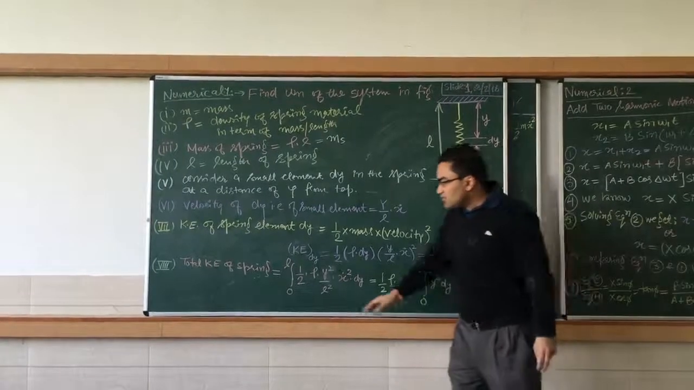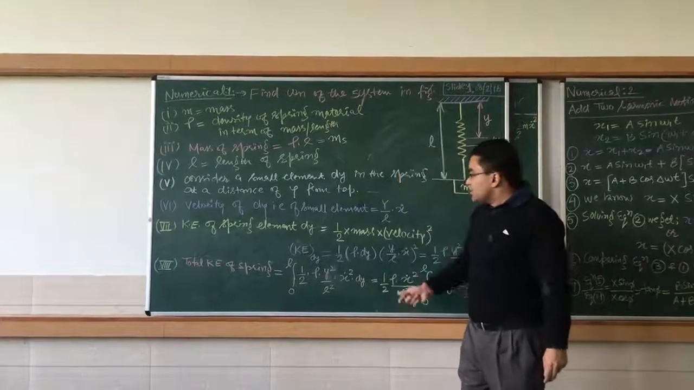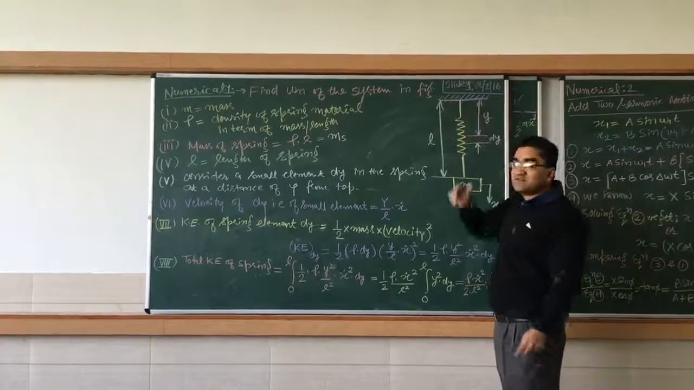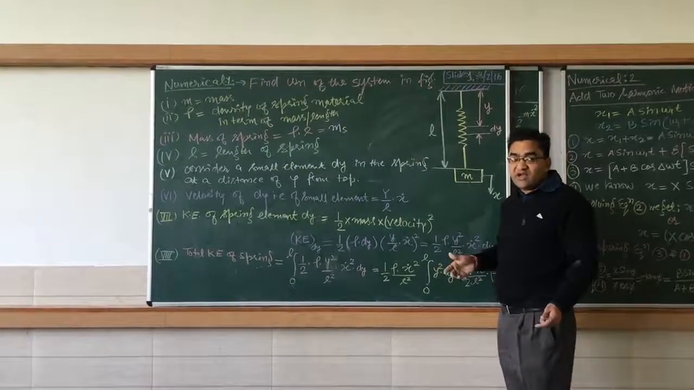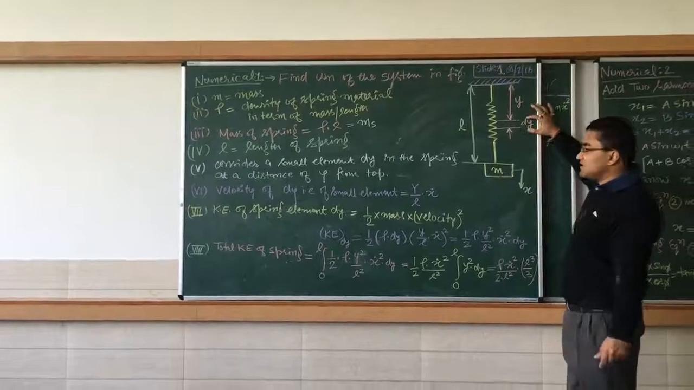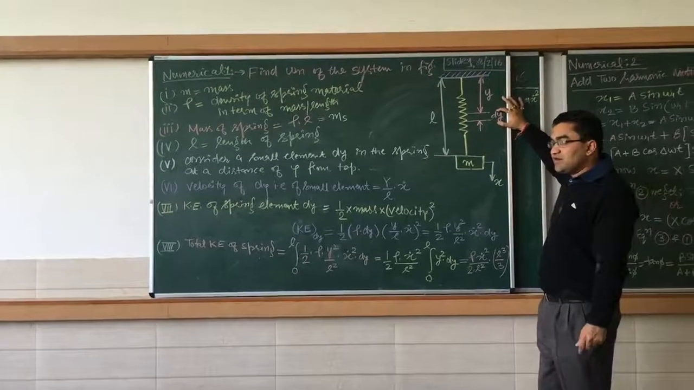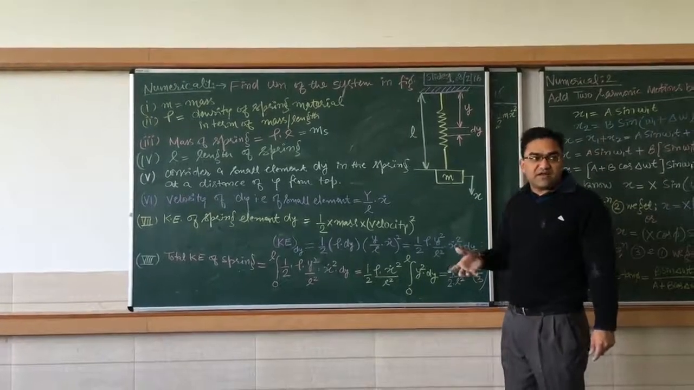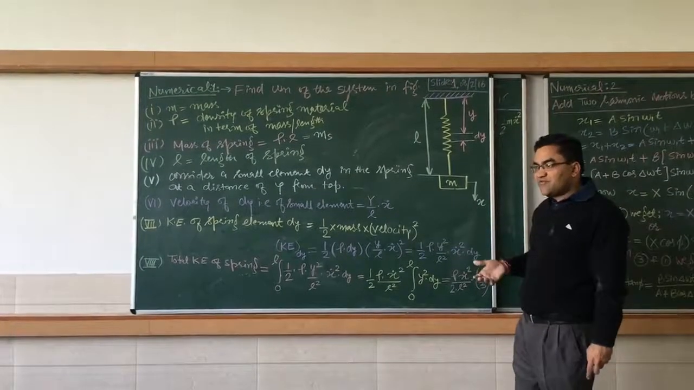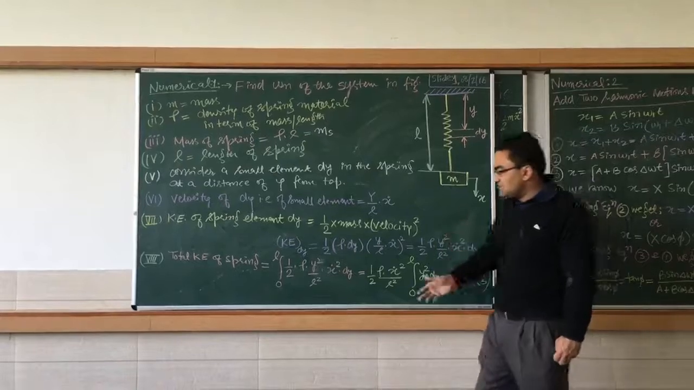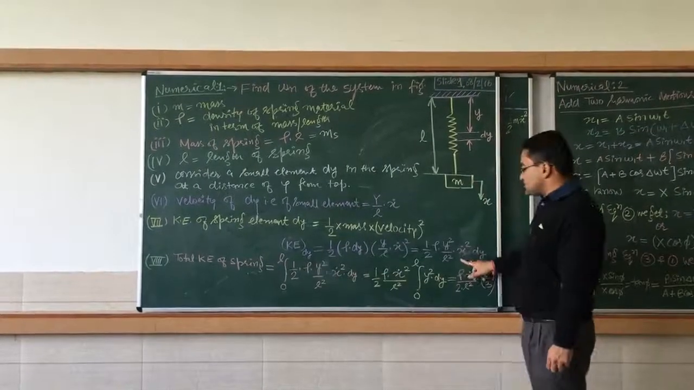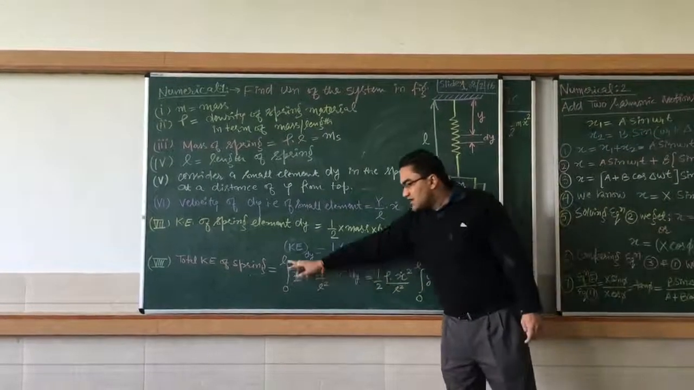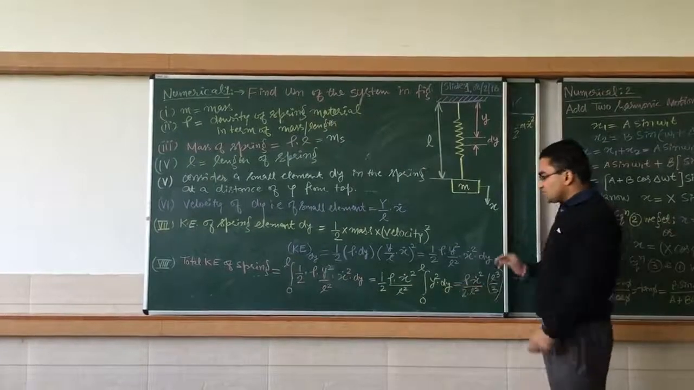Now the total kinetic energy of the spring. The length of the spring is small l, but we have calculated the kinetic energy for an element of dy only. So if I need to calculate it for the complete spring, I will have to integrate it from 0 to l for the complete length. So I am integrating this equation for the complete length from 0 to l. After integration, I get this one.